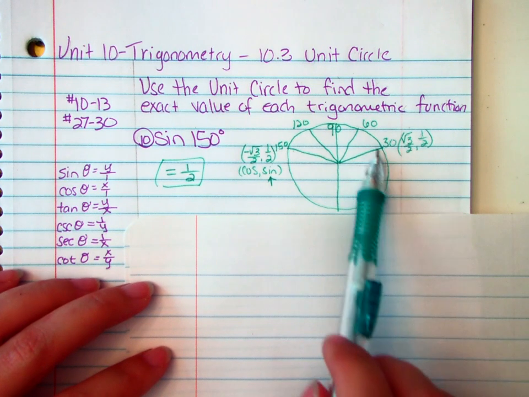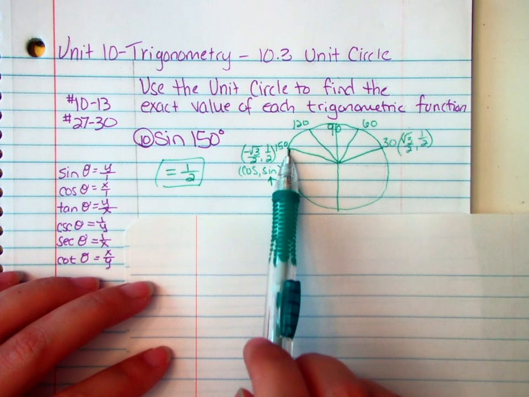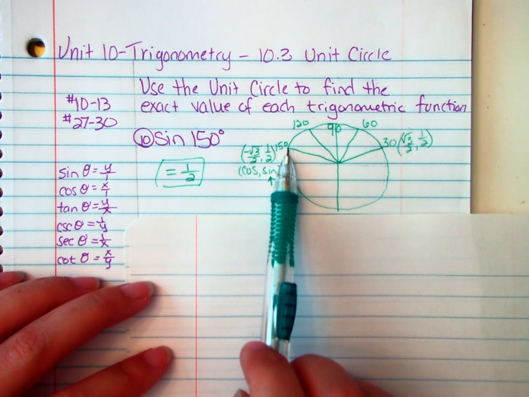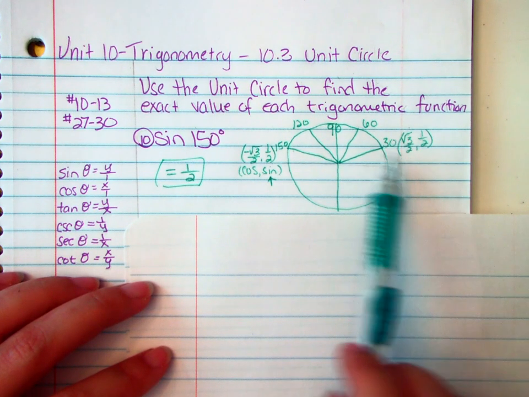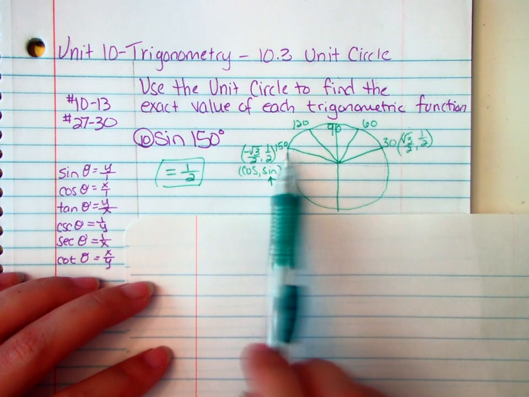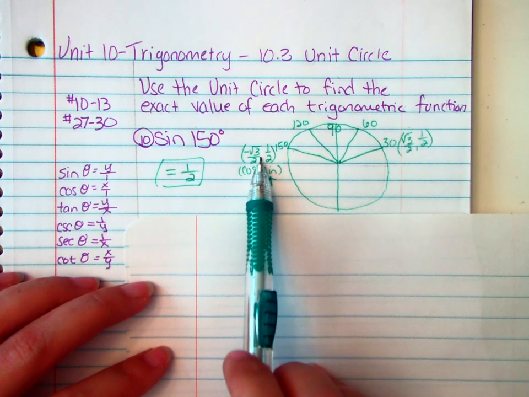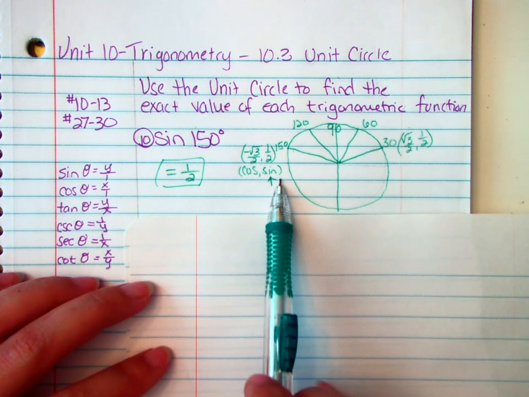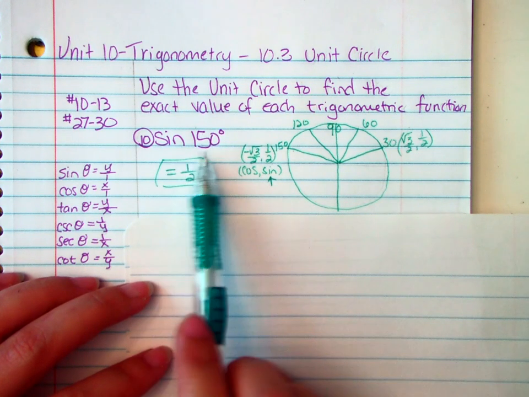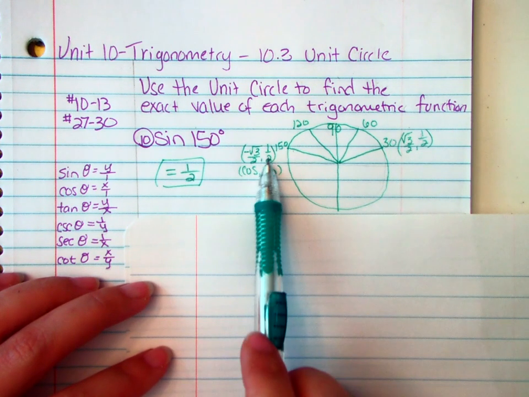If I go 30, 60, 90, 120, 150 is right here. 150 matches my 30, doesn't it? And what happens when I reflect over the y-axis? Only my x goes negative. Now our points are cosine and sine, and it's only asking me the sine of 150. So the sine is 1/2.